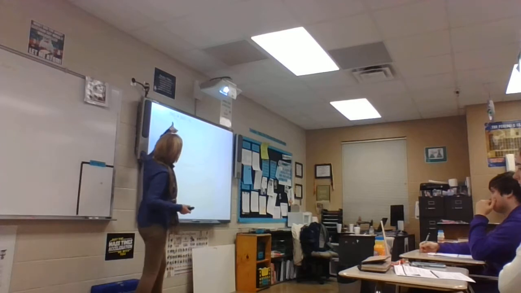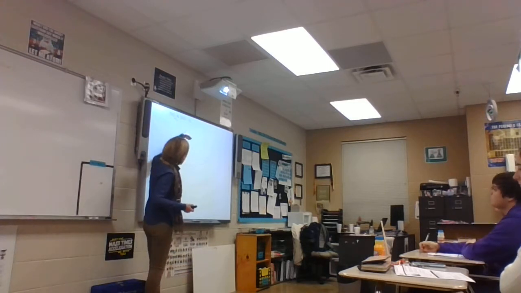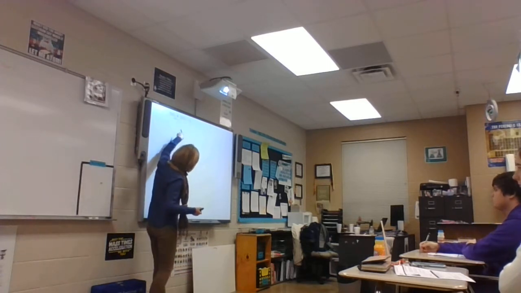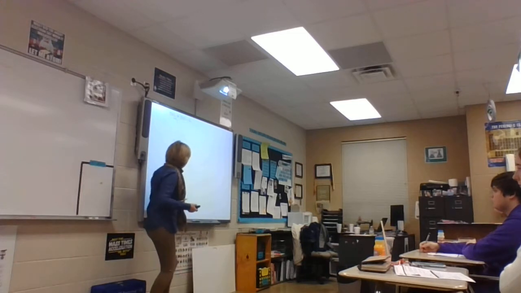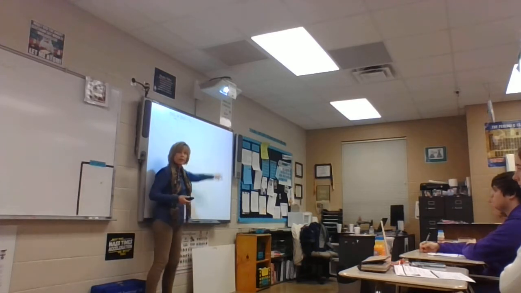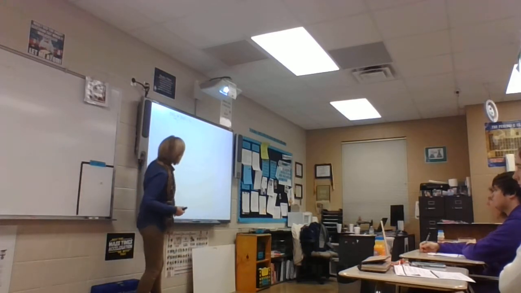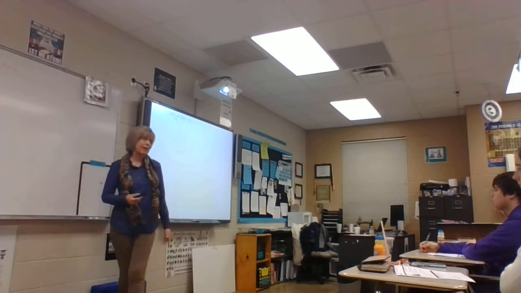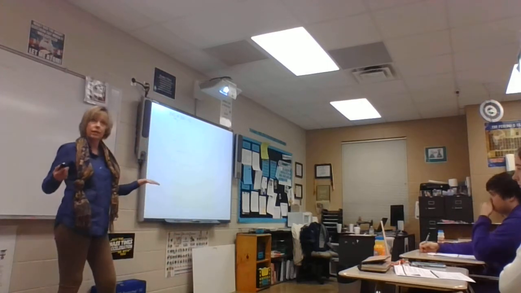So 2NO2 yields 2NO and O2. These both have 2's, so the NO2 decreases at the same rate that the NO increases. And the O2 increases half as fast because the coefficient was 1 compared to 2.